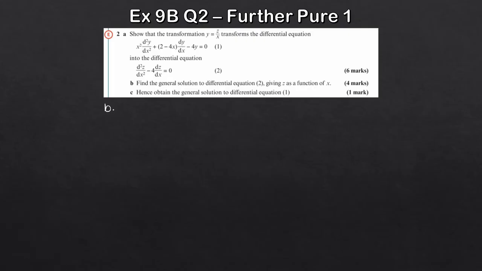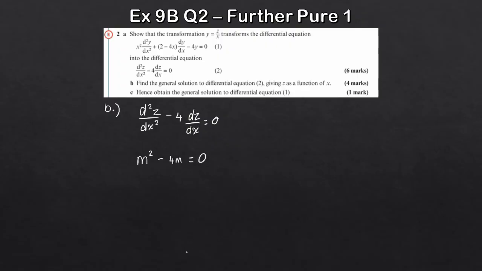So if we get rid of all this here, we can just finish this off quite nicely. So part B, we want to find the general solution to differential equation 2, giving z as a function of x, and then part C is just a hence question to find the general solution to differential equation 1. So how would we do that? Well, we've got the second derivative of z minus 4 lots of the first derivative is equal to 0. Now remember, when you're solving second order differential equations, we need to write this in terms of an auxiliary equation. So that's going to be m squared minus 4m, and that's equal to 0.